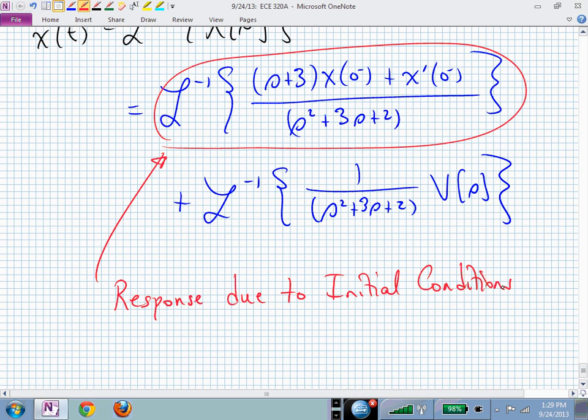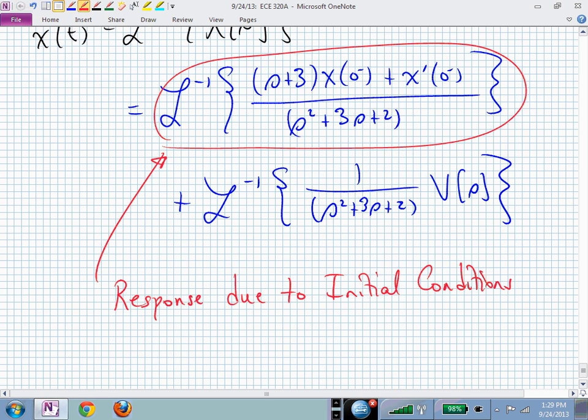Meaning, maybe somebody charged up the capacitors to some non-zero value before you turned on your voltage source. And now you're going to see transients resulting from those initial conditions. And maybe the voltage source that you applied is a sinusoid, or maybe it's an exponentially decaying sinusoid. Maybe it's a step. Maybe it's a ramp. It could be a lot of things.